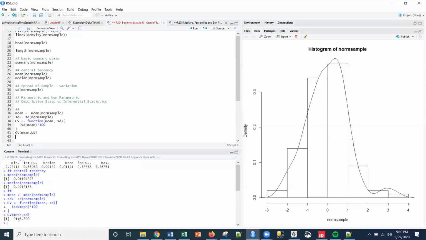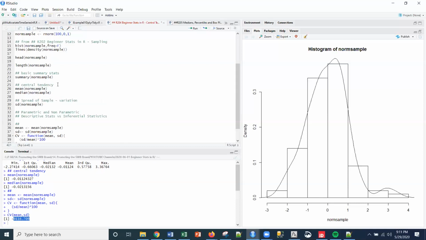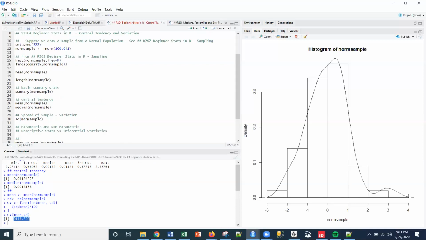It's 9116.709. So anyway, I hope that's somewhat useful. Actually, I should say very specifically, that's 91.16%. So it's not 9,116, these are in percent. That means this varies by 91%. We were actually sampling from a standard normal, which would be 100% of the mean. So we're close there with this particular sample.